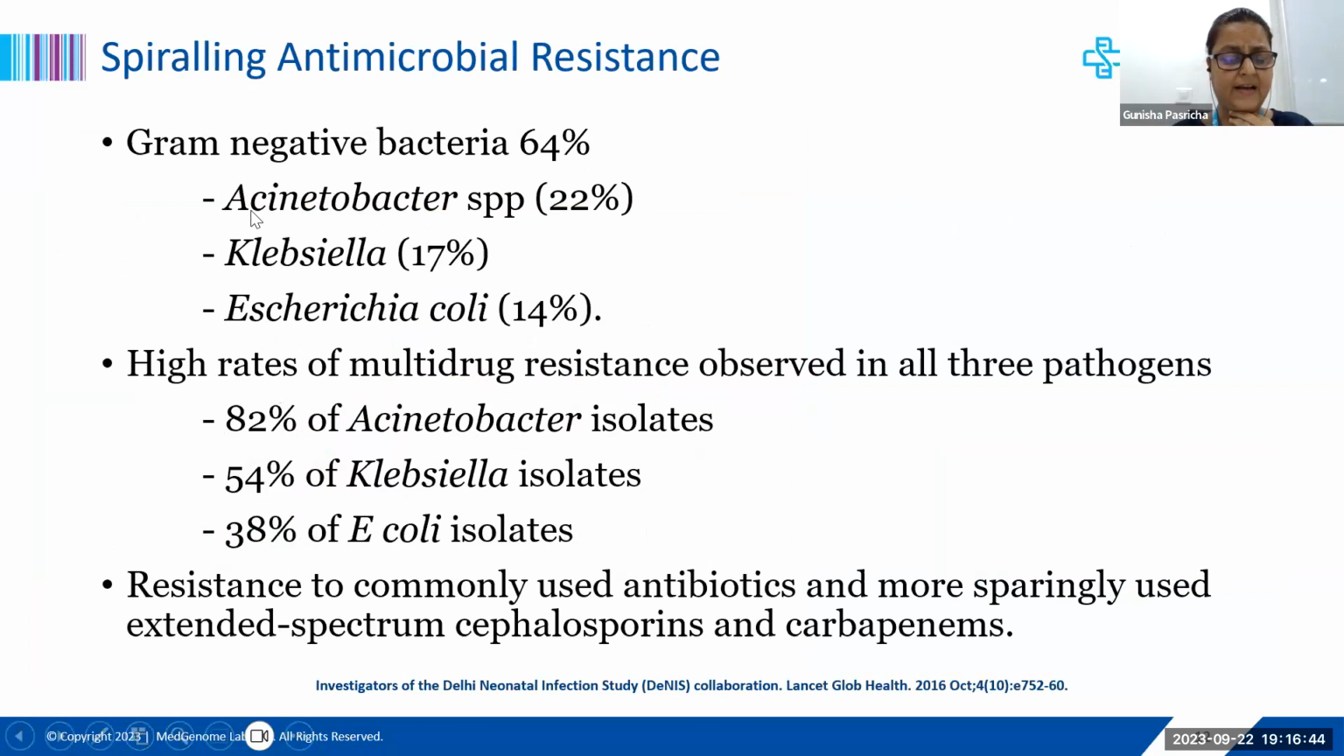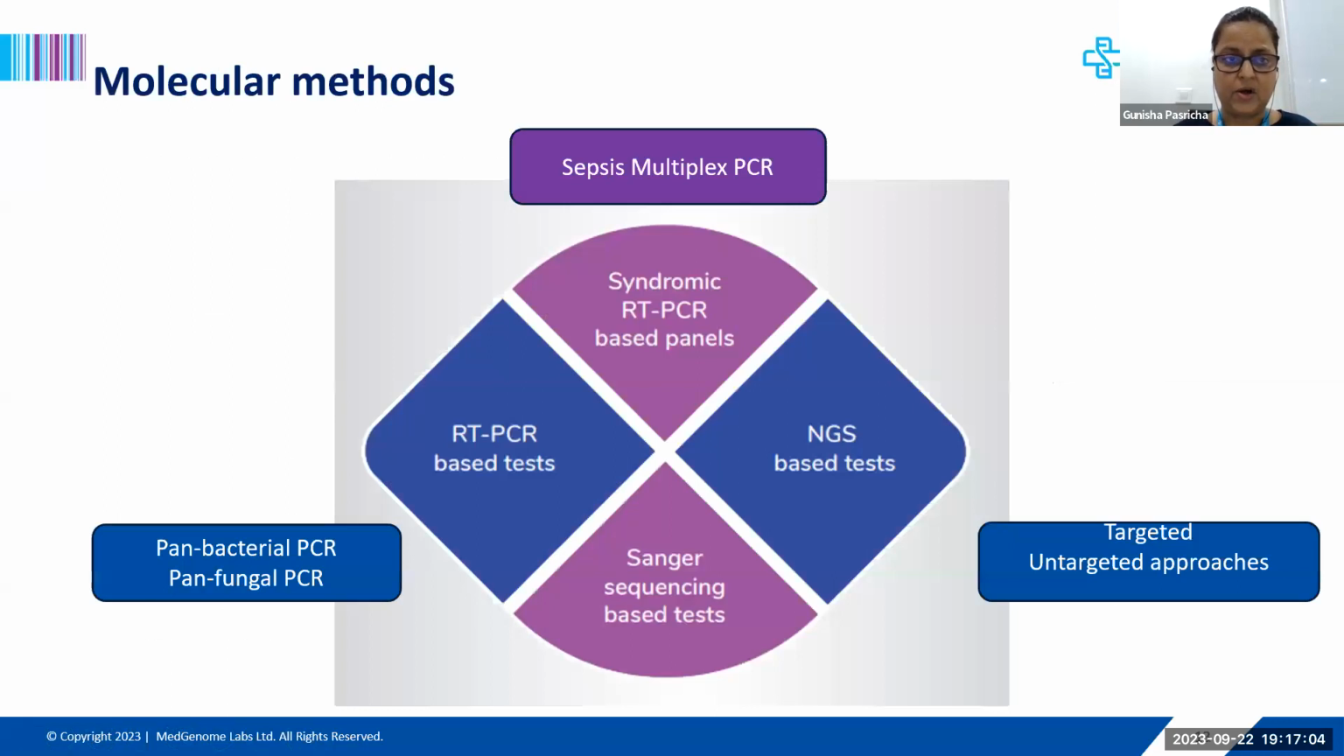This slide basically tells you about antimicrobial resistance. These are the common gram-negative bacilli which are isolated, and look at the amount of drug resistance in all these pathogens. Like 82% of the Acinetobacter isolates have antimicrobial resistance, and similarly for Klebsiella and E. coli. So it's very important. It's a silent pandemic, and it has to be stopped.